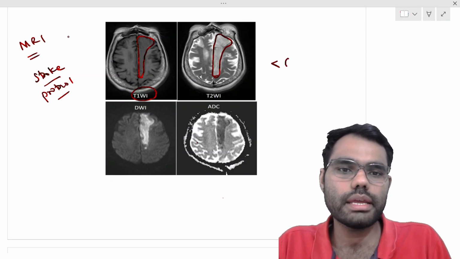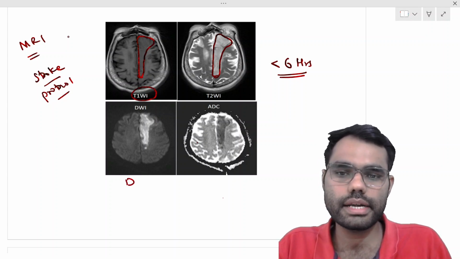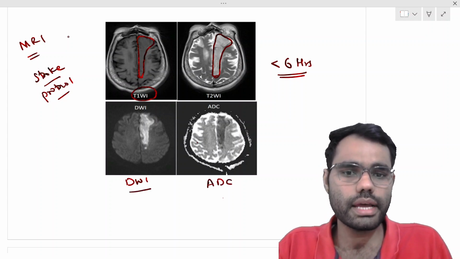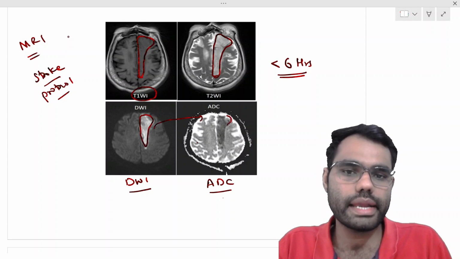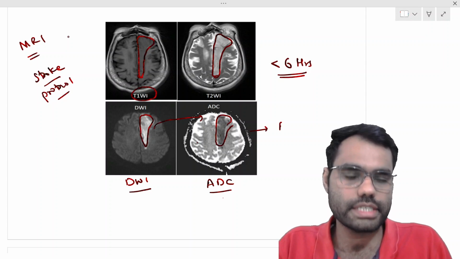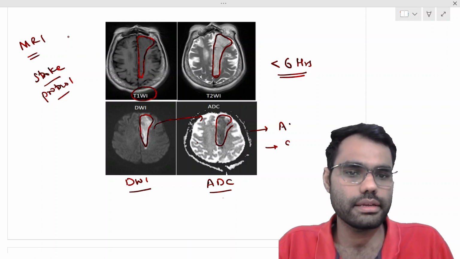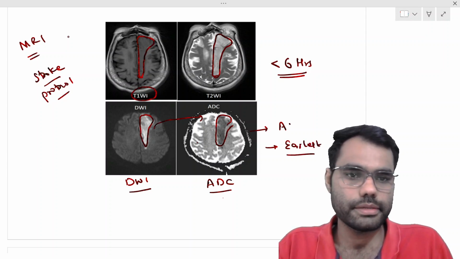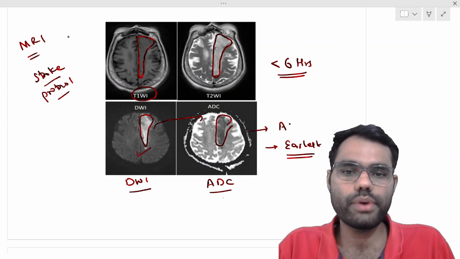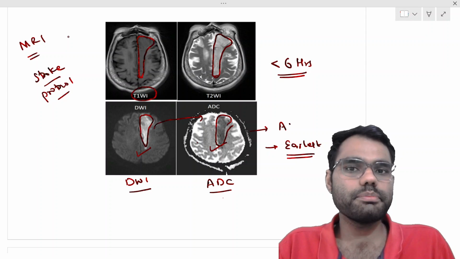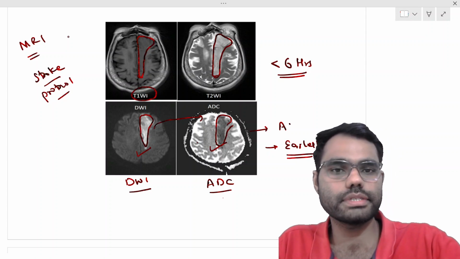But these sequences can be normal in acute ischemic stroke up to 6 hours. So the other sequences that we get done in a stroke protocol are diffusion weighted imaging and ADC. The advantage here is that a hyperintensity on DWI and a reciprocal hypointensity on ADC would confirm an acute ischemic stroke, and these are the earliest sequences to show changes of an acute ischemic stroke, right? So if we do not know the time of onset of stroke, and we get a hyperintensity on DWI and a hypointensity on ADC, that means this patient is a candidate for thrombolysis. So this is the advantage of getting these sequences done, that they help in the earliest diagnosis of ischemic stroke, right?